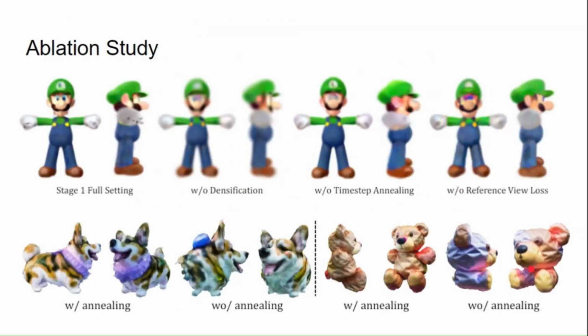Finally, for the ablation study, here we focus on the first stage, which is Gaussian refinement. So here are some results without certain design decisions of the algorithm. Here is Gaussian densification. Here is time-step annealing, which is linearly decreasing time-step size. And the final one is without the reference view loss. So all of them are worse off. And specifically for time annealing, it can help produce more coherent geometry. As you can see here, without annealing, it generates a degenerated model.